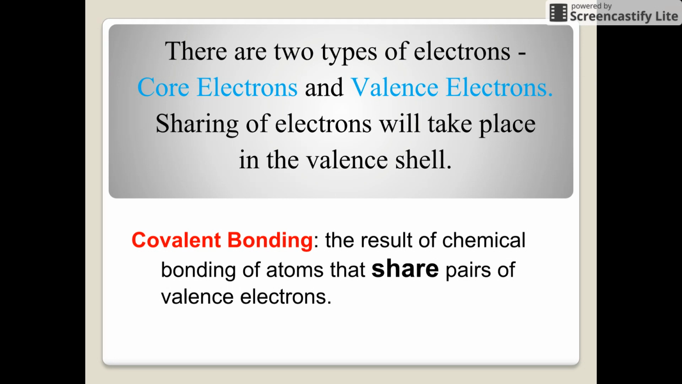And a definition on this slide that you need to know is covalent bonding. It says the result of chemical bonding of atoms that share pairs of valence electrons. So when two atoms come together to share electrons, this is happening with the valence electrons, and the bond they form is covalent bonding. Sharing electrons, covalent bonding. I will often say sharing is caring. This is covalent bonding.